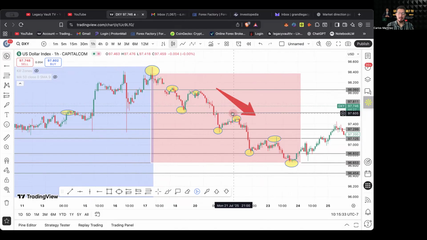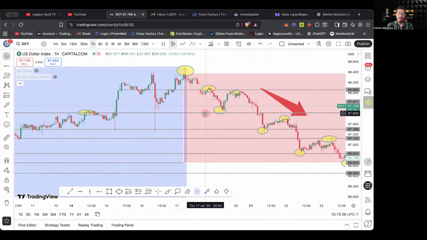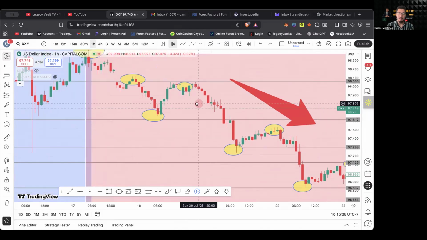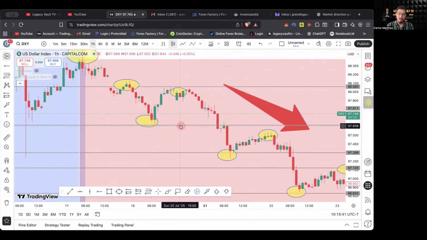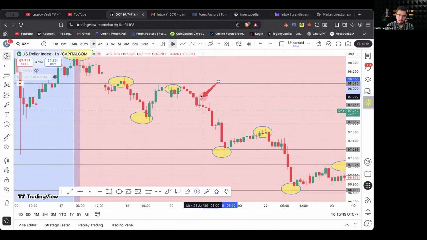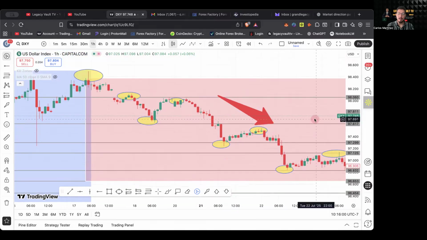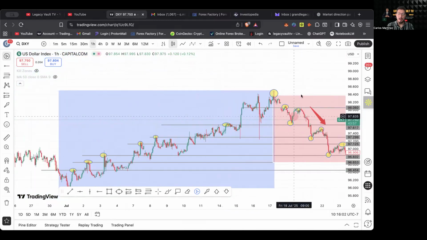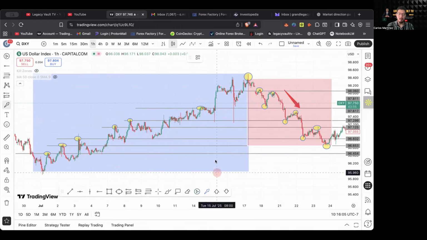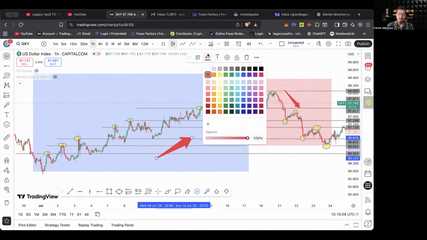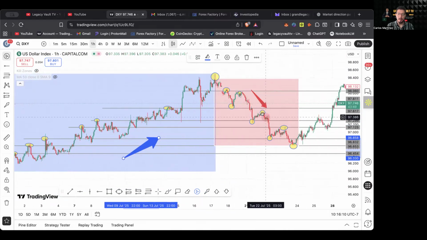Now, this is an example of a break of structure. You can see here, price broke below this price level. It broke below this structure. It resulted in this bearish move to the downside, broke below this line here to create a new lower low, and continued to the downside. That is the difference between a break of structure in an uptrend and a break of structure in a downtrend.